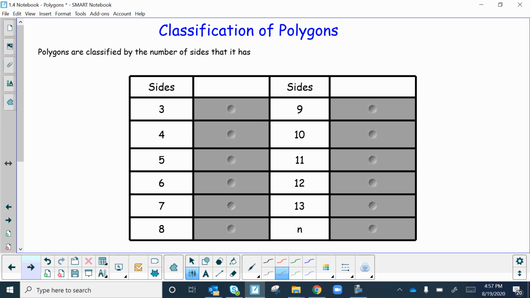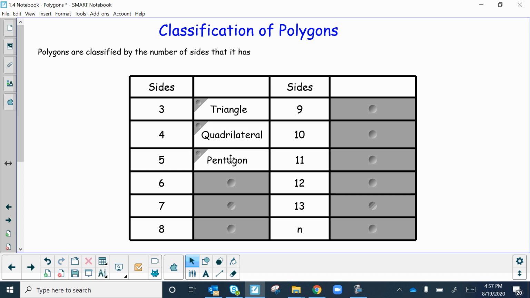We're going to have to be able to classify the different polygons. So we're going to go over these names. A lot of these you know, so we're just going to review those. If it's a polygon that has 3 sides, that's known as a triangle. 4 sides is a quadrilateral. I know a lot of y'all are probably thinking square and rectangle. Those are special types of quadrilaterals. So when we just refer to a 4-sided figure in general, you're going to say quadrilateral.